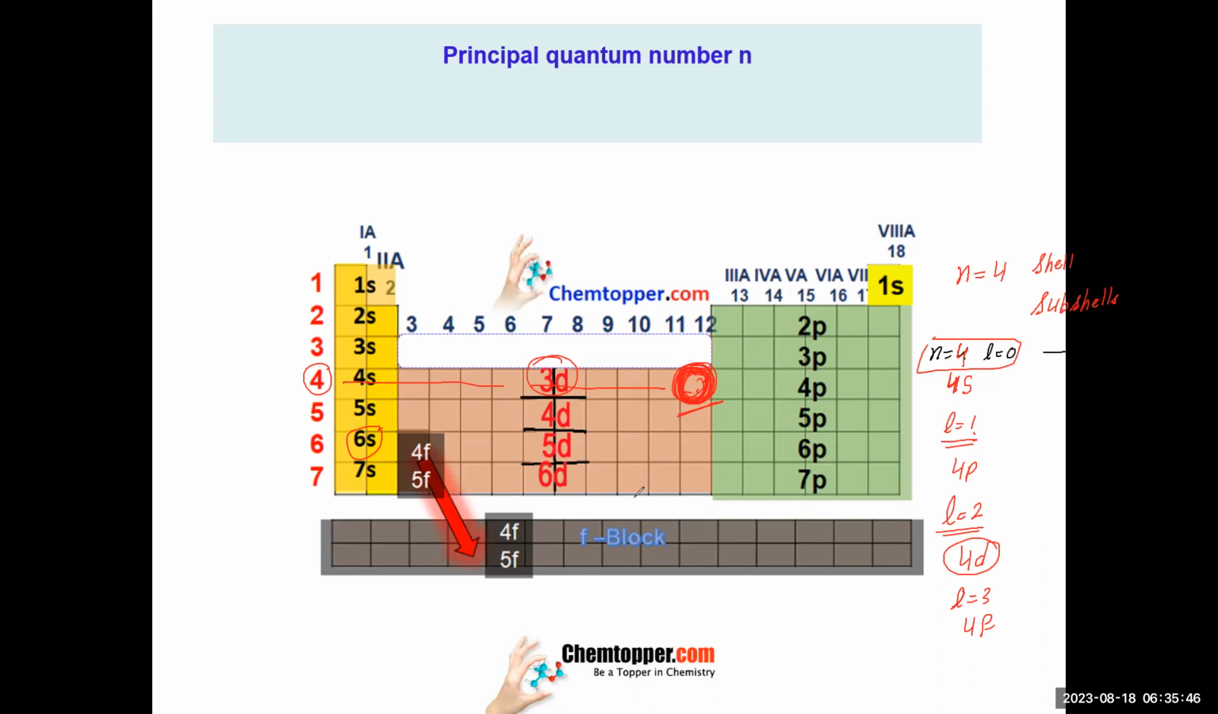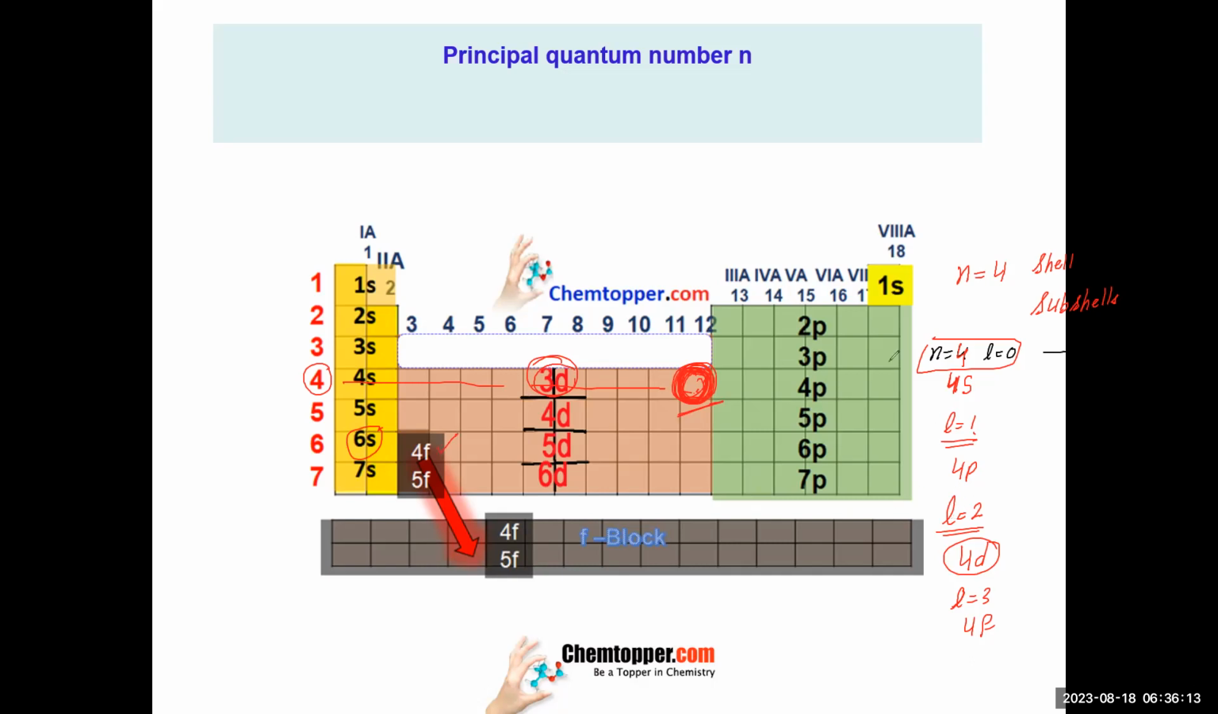But remember, they have higher energies. Like 3d has higher energy than 4s. 4f has higher energy than 6s. Why? Because of the shapes, because they are more diffused. They are more away from the nucleus, right?